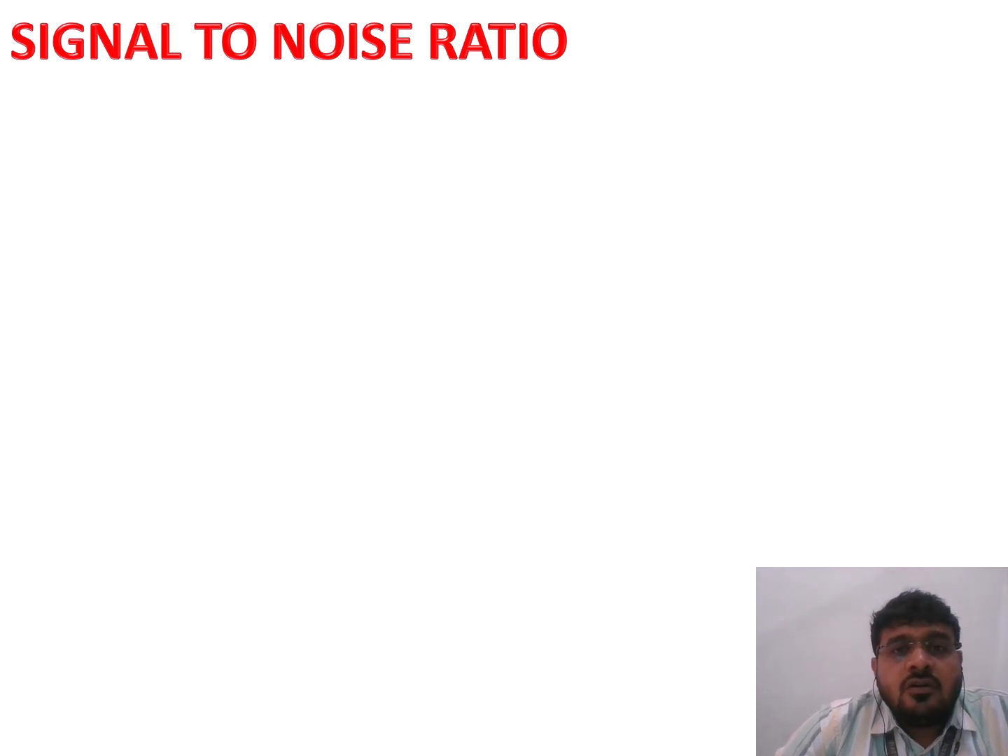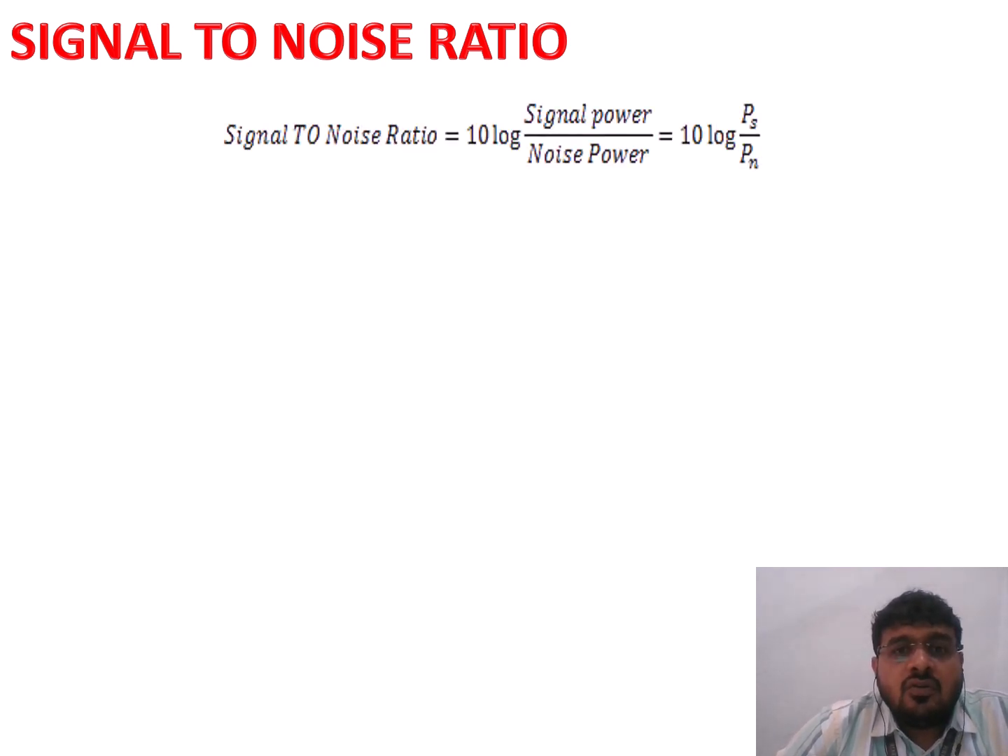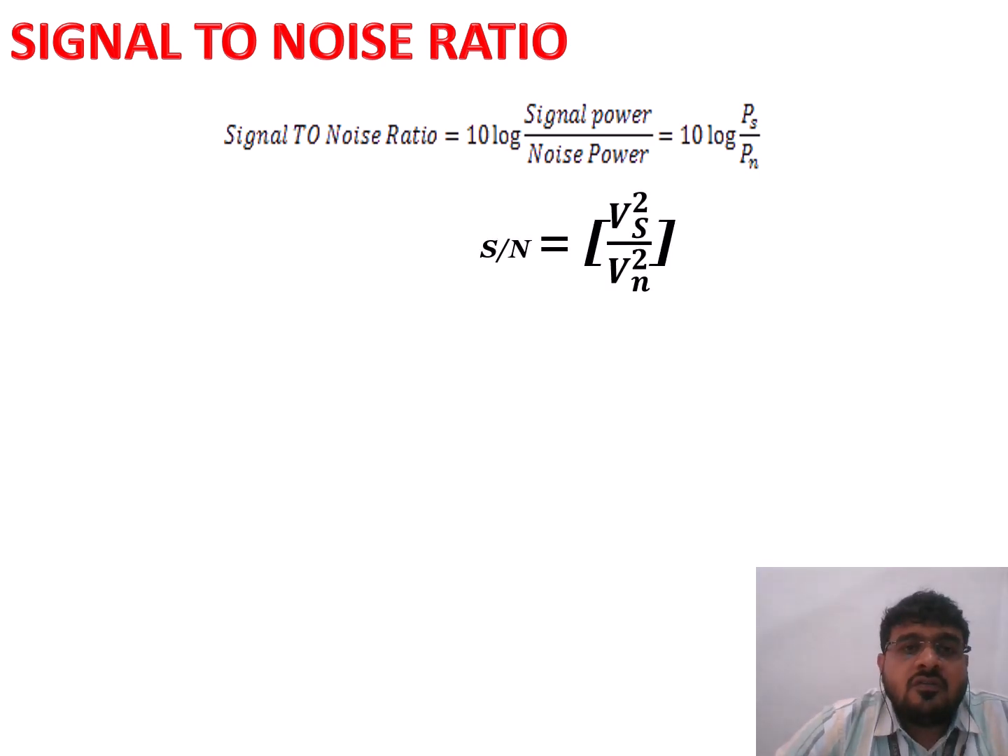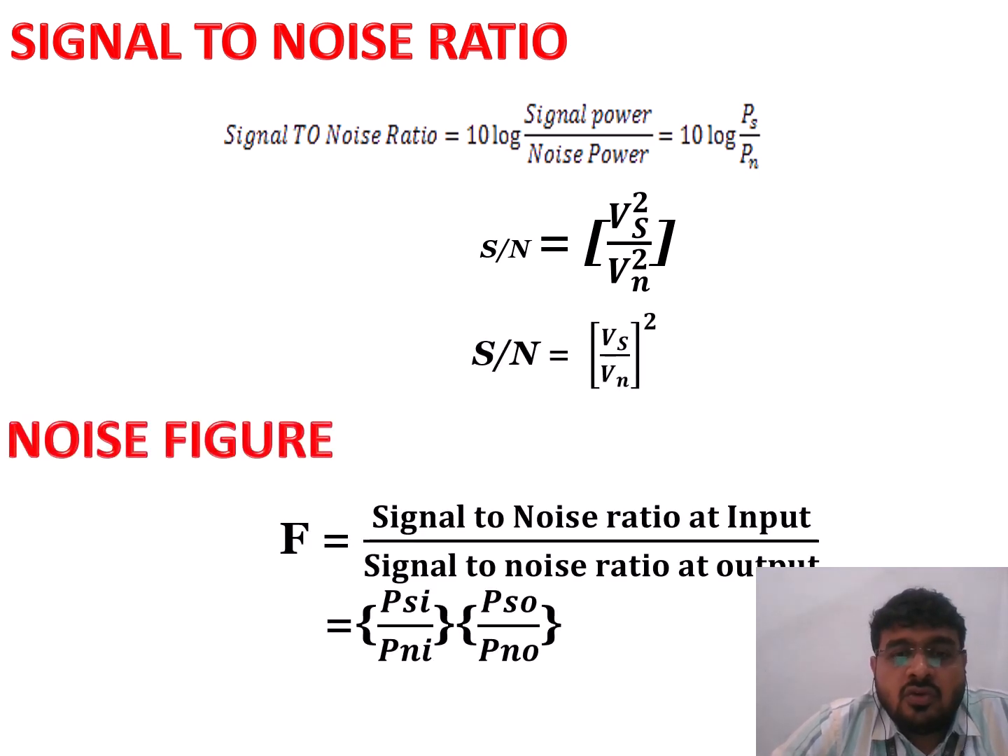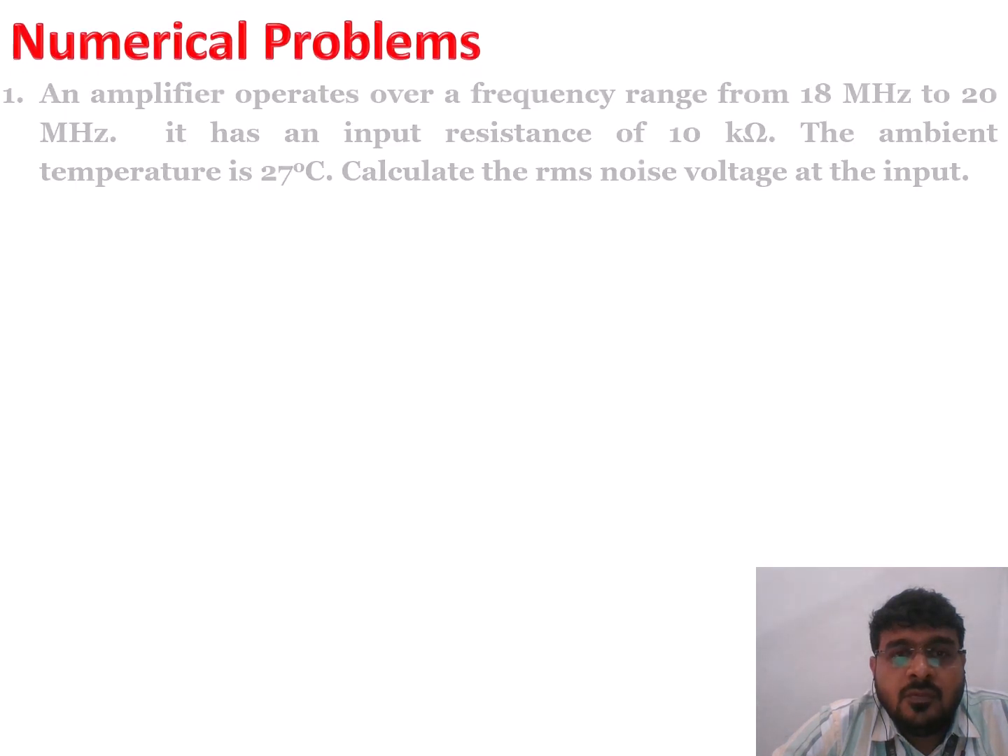The important term is called the signal to noise ratio. Signal to noise ratio is the power of the signal which is transmitted divided by the power of the noise signal, so it can be calculated by the voltage squared of the signal divided by the voltage squared of the noise. Then another thing is called the noise figure, which is the signal to noise ratio at input divided by the signal to noise ratio at output.